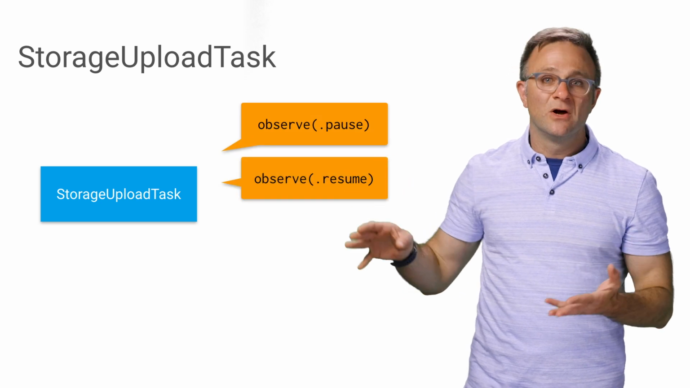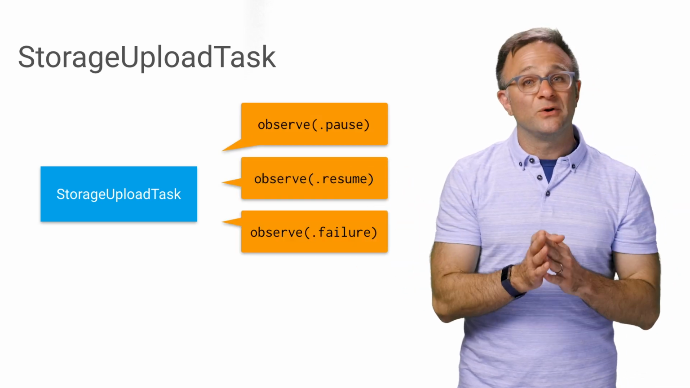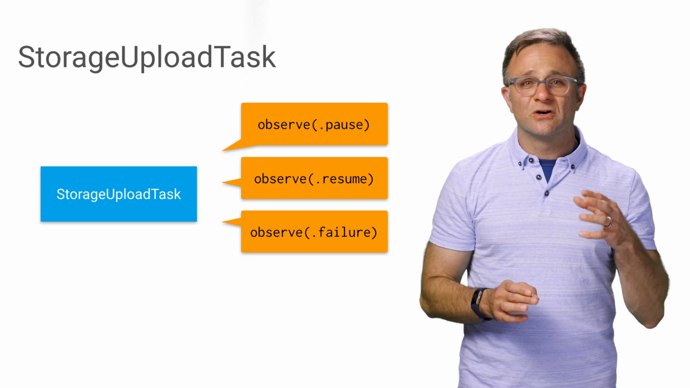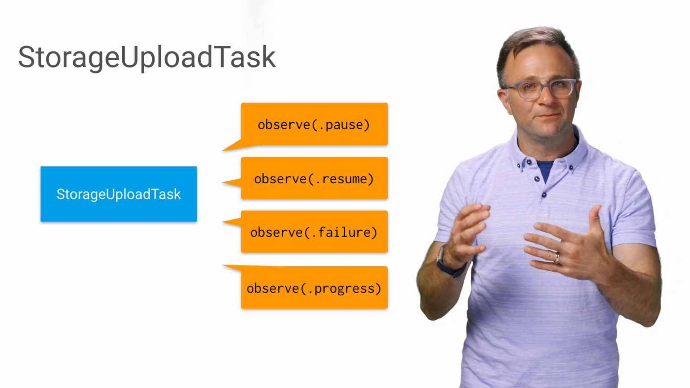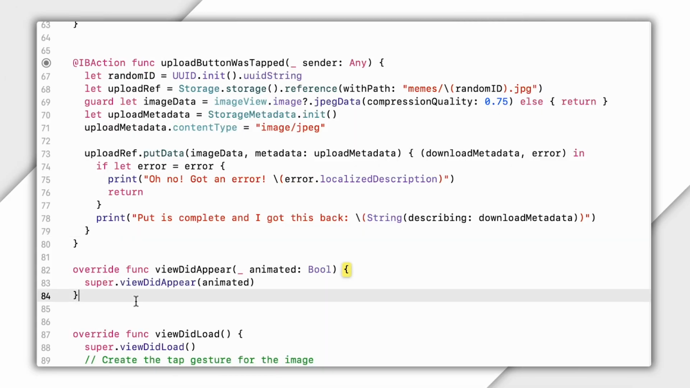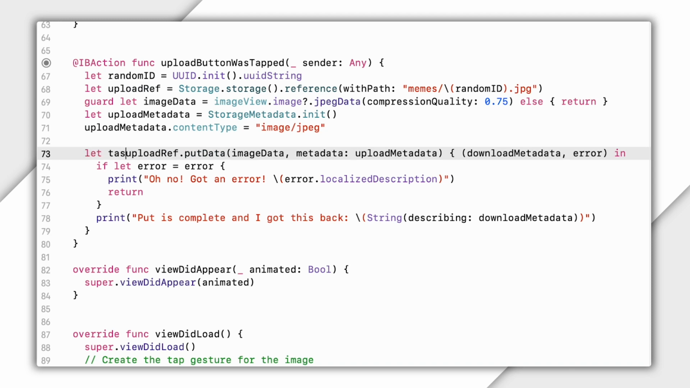I can observe, for instance, when the upload is paused or resumed, or if it fails and why. And that can all be really useful, but for now, I'm just going to observe any progress events that this task fires off, which will tell me how much of the file we've uploaded so far. So the first thing I'm going to do is capture the return value of this putData call into a value that I'm going to call, let's call it taskReference.